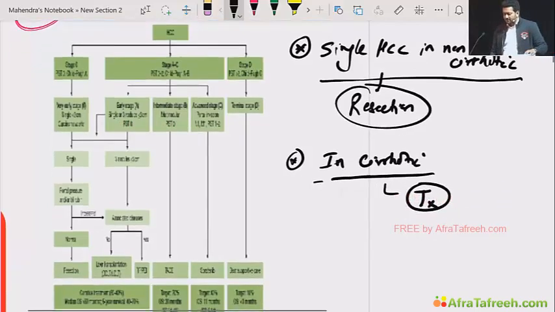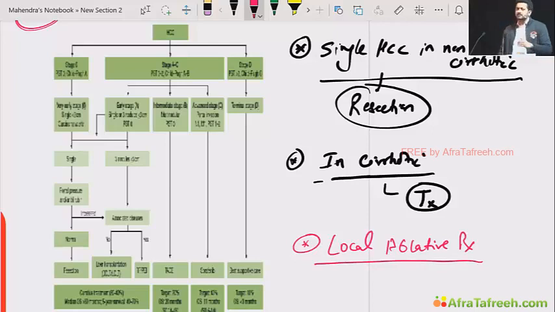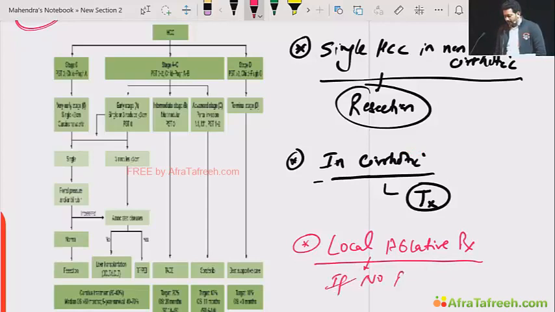And many times the patients are not candidates for either resection or transplant. Then you'll go for local ablative therapies. Local ablative treatment options like radiofrequency ablation and percutaneous ethanol injection. So this is for those patients who are not a candidate for resection or transplant.